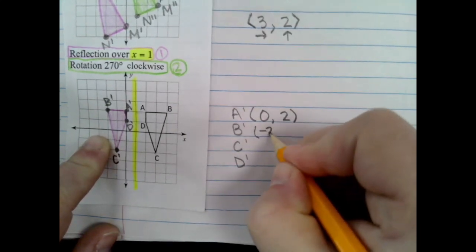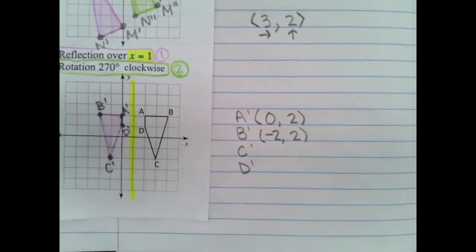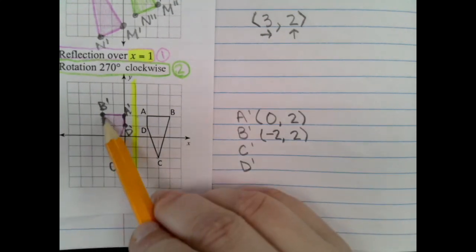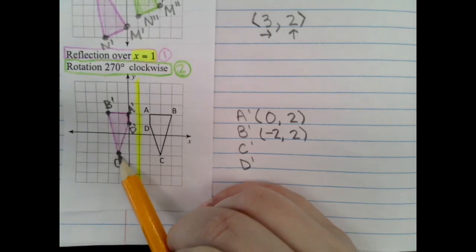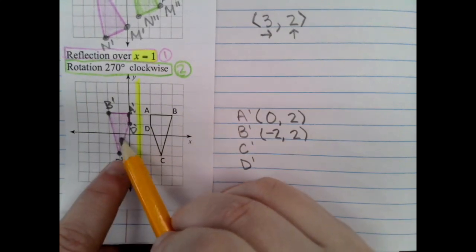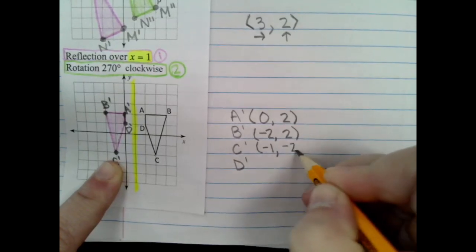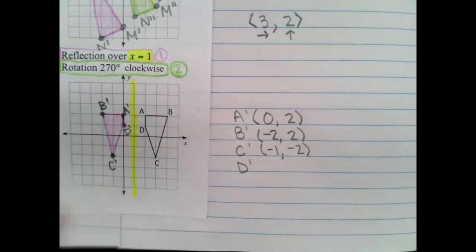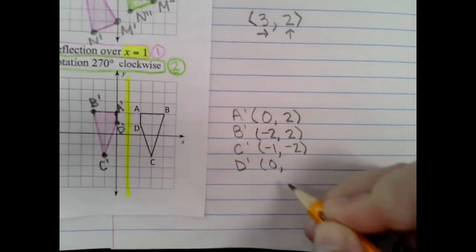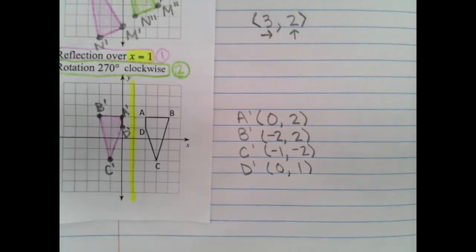Good, left 2, so negative 2. Up 2. So up 2 would be positive 2. So negative 2, 2. That one, C prime. Left 1, down 2. Negative 1, negative 2. And then D prime. 0, 1. Awesome. Nice work, guys.